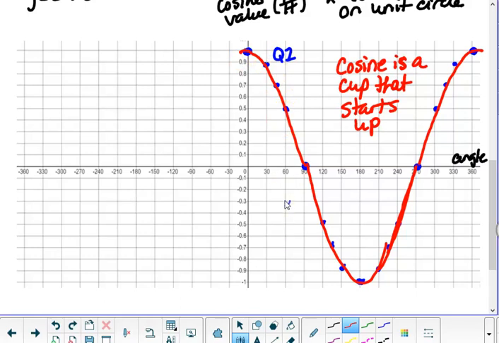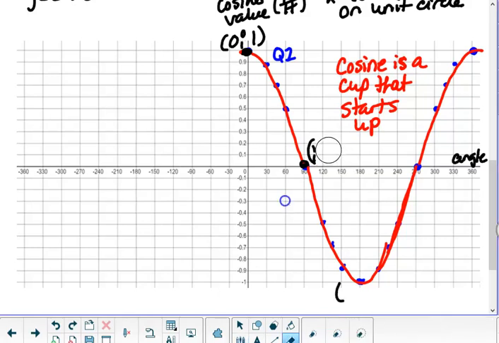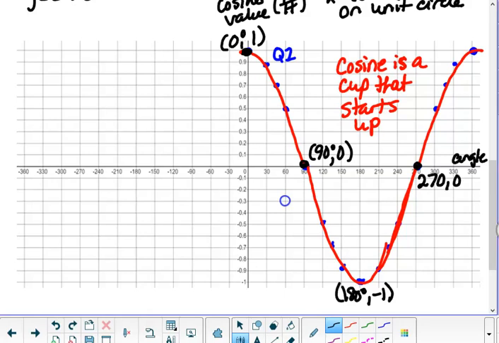So the key points here are 0, 1, 90, 0. Sorry, I first said 180, 0, but that's 90, 0. My mistake. Then 180, -1. 270, 0. And 360, 1. If we keep going, the graph would repeat itself.